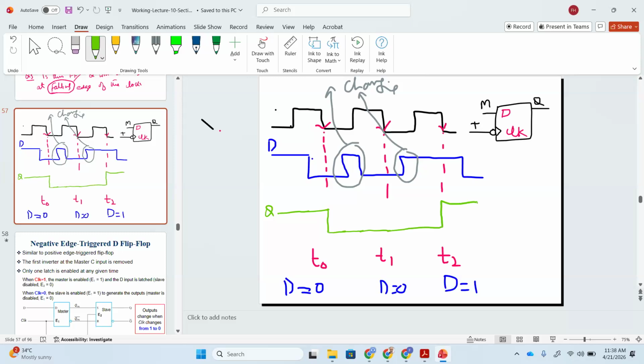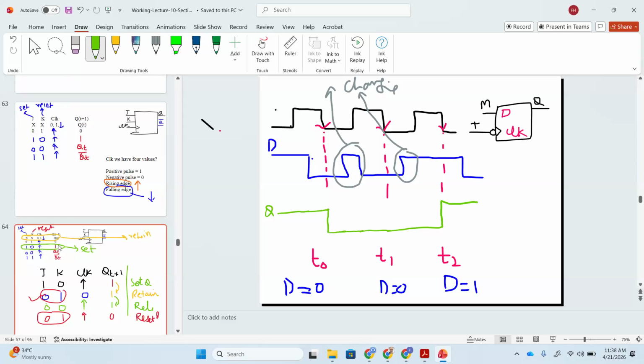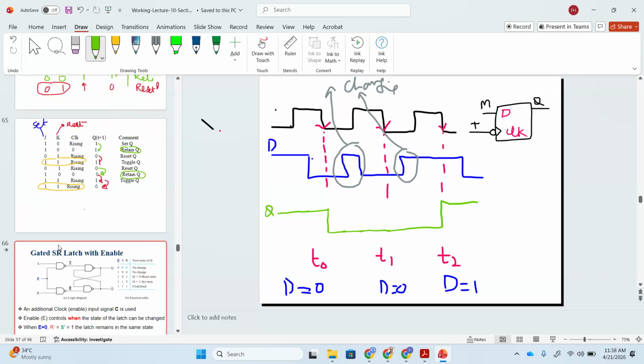Is this clear or not clear? Clear? Yes, clear. Very good. So now I will give some examples, and these may be questions in the exam. Got it or not got it?